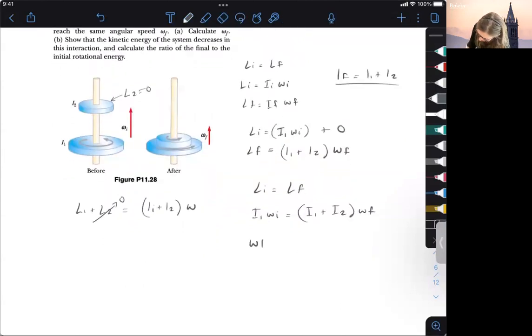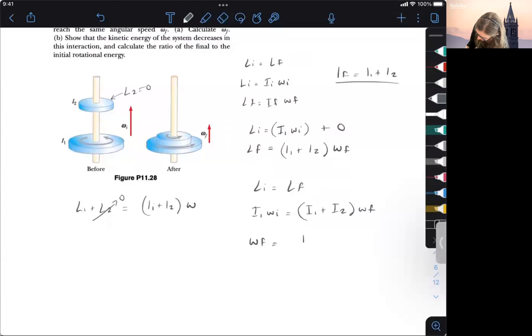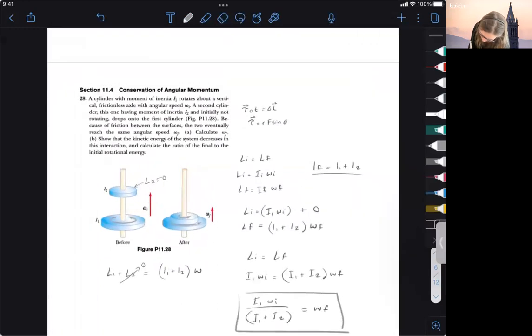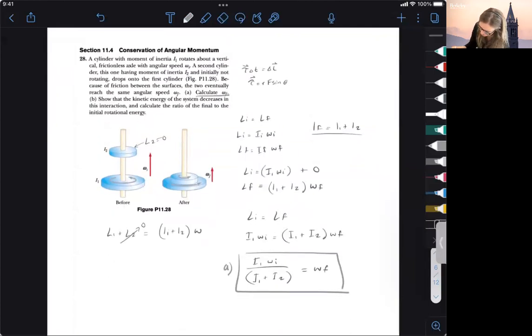So our expression is Wf is going to be equal to, if we just divide this term, I1 Wi from this side, just divided by I1 plus I2 is equal to Wf. Feel free to put me on double speed if I'm talking a little bit too slow through this one. So that's the expression for our final angular velocity here. That's what it asks us, calculate Wf. It doesn't give us any value, so this is just an expression. This is our solution for part A, just the variables.